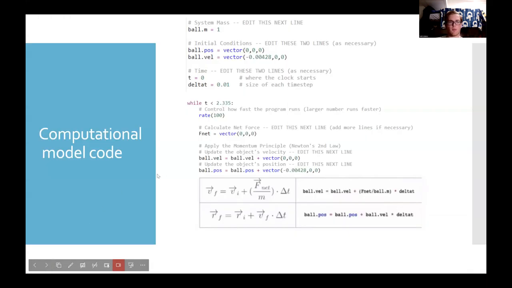All right, and moving on from that, we have our computational model code. We did this in GlowScript, and these are screenshots of what we did. The ball position vector we have set at 0, 0, 0, which is the origin. And the ball velocity vector we have set at negative 0.00428. Our number is negative because we are rolling the ball the opposite direction of what everybody else has done so far. So that throws our numbers off a little bit.